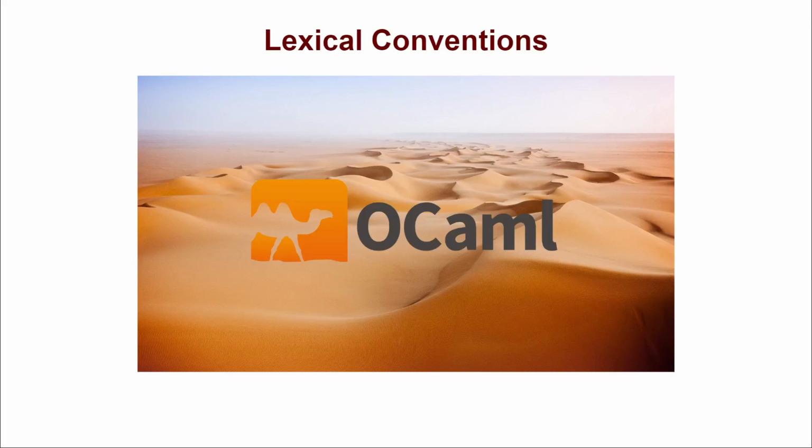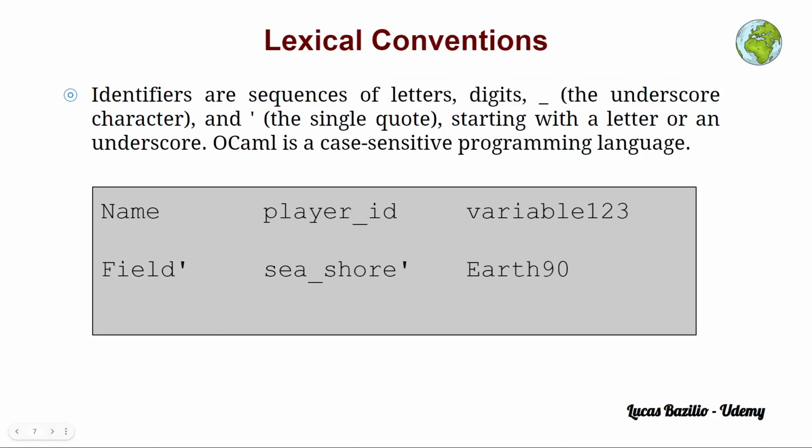Hey everyone, in this lecture we are going to study some lexical conventions in OCaml. We begin with identifiers, or names of the variables and functions. In OCaml, identifiers are sequences of letters, digits, the underscore character, and the single quote character, starting with a letter or an underscore. Also very important to bear in mind that OCaml is a case-sensitive programming language. Hence, it distinguishes between lowercase letters and uppercase letters.